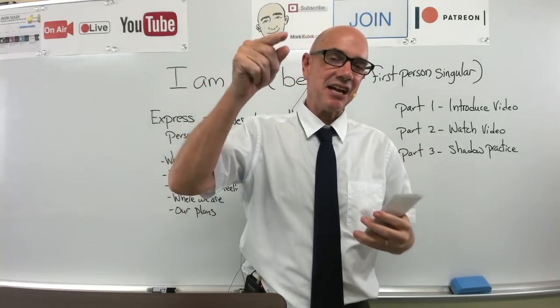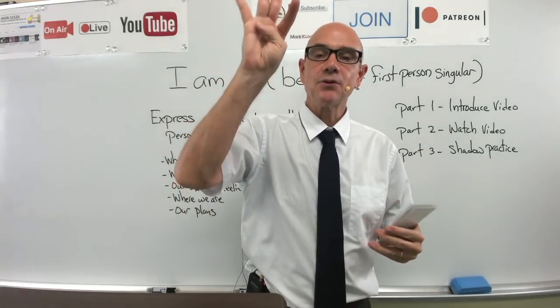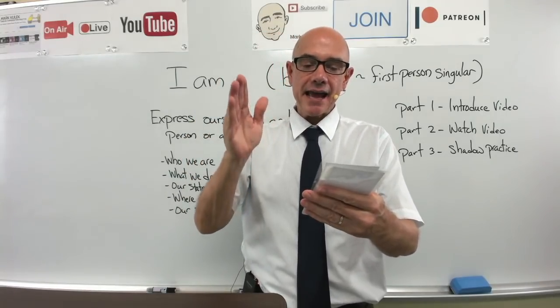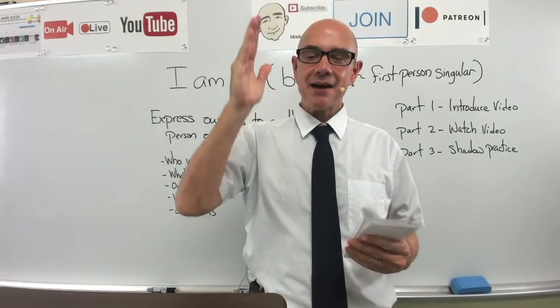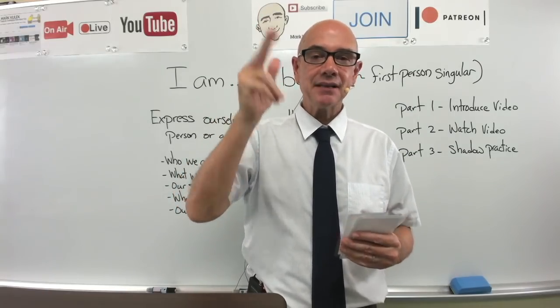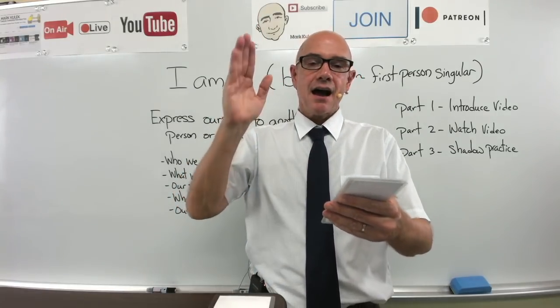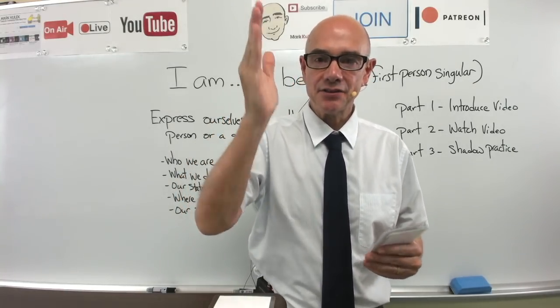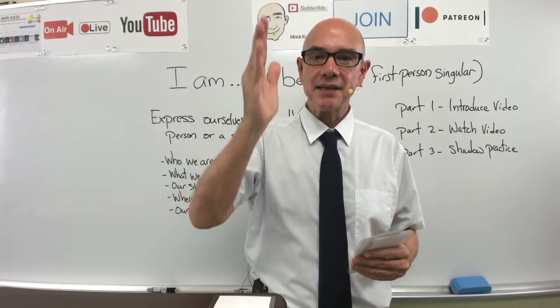Okay, good. Let's shadow. Let's count down. 5, 4, 3, 2, 1. Here we go. Card number 1. I am Larry. I am Larry. I am Larry. I am happy to meet you. I am happy to meet you. I am happy to meet you.